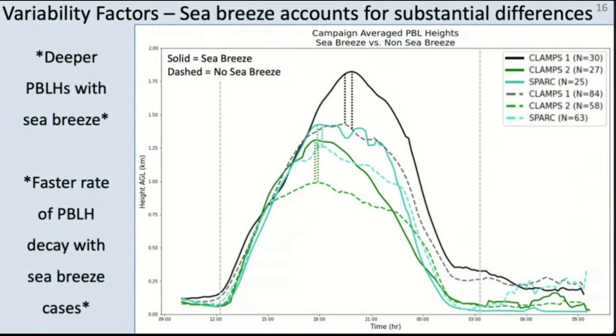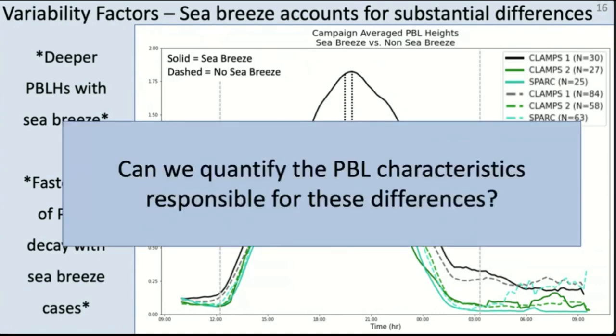So not only do we not see much in the timing of the peak PBL heights when you compare sea breeze versus non-sea breeze cases, the rate of decay in those PBL heights is greater on our sea breeze cases. The next question is whether we can quantify the amount of influence different PBL characteristics have on these PBL heights.